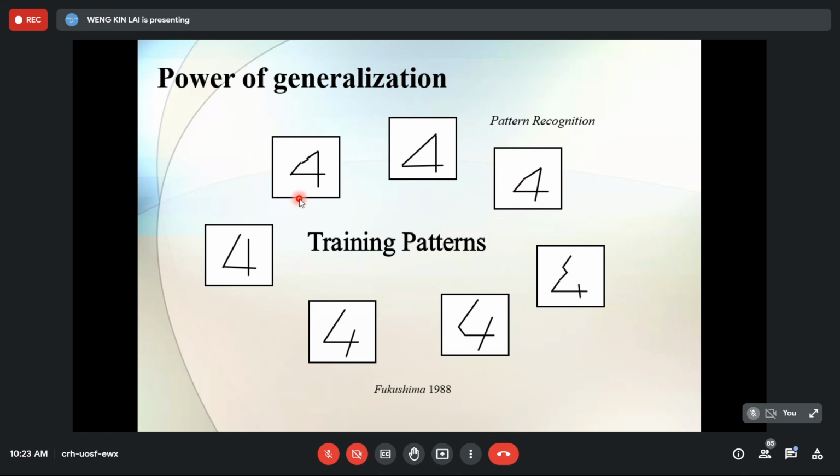So looking at the time, I think I should not start on the perceptron, because if I start on the perceptron, I will basically have to come back again. Right? So I'll stop here, and then we will continue this Friday. This Friday I will continue.